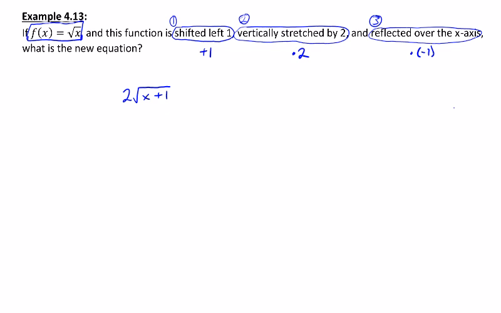And then the reflection over the x-axis is the same kind of multiplier as that vertical stretch. So I'll just tack on a negative to that 2, so then it makes it a -2 there. And I want this to be a new equation, so I'm not going to call it f. I'm going to call it either g or h. And if you don't even want to give it a name, you can just say y. y equals -2 times the square root of x plus 1.